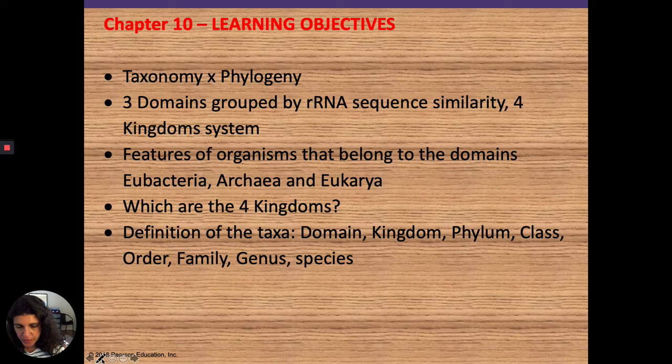We have the definition and difference between taxonomy and phylogeny, which are the three domains and the five kingdoms, which are the similarities between the groups that are in each one of the three domains, features of the organisms that belong to these three domains, eubacteria, archaea, and eukarya, which are the four kingdoms, and the definition of taxa.